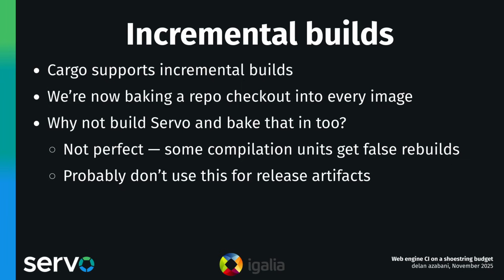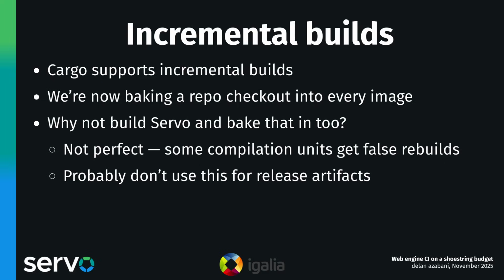Something that flows on from that is, if we are baking a copy of the Servo repo into our runner images, what if we just bake a copy of the built artifacts as well? Why don't we just build Servo and bake that into the image? This will allow us to do incremental builds, because Servo is a Rust project and we use Cargo, and Cargo supports incremental builds. As a result, when you run a job on our CI system, most of the time we only have to rebuild a handful of crates that have changed and not rebuild all of Servo from scratch.